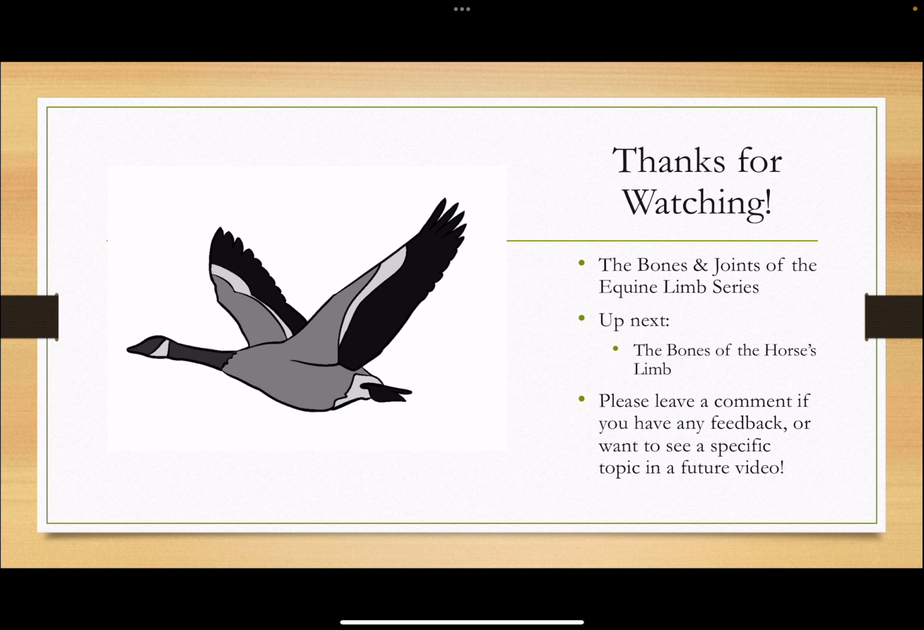Next up, we're going to just be doing a quick review of all the bones of the limb, so stick around for that, front and hind.